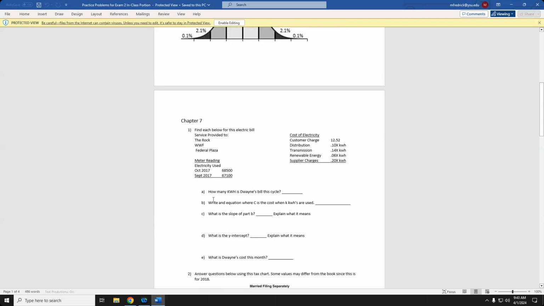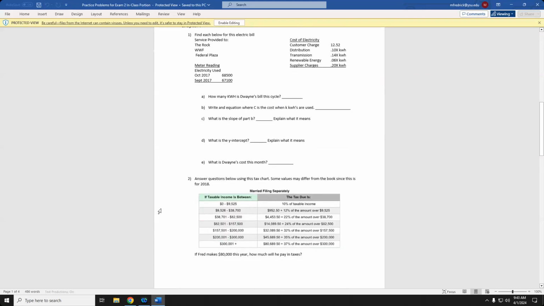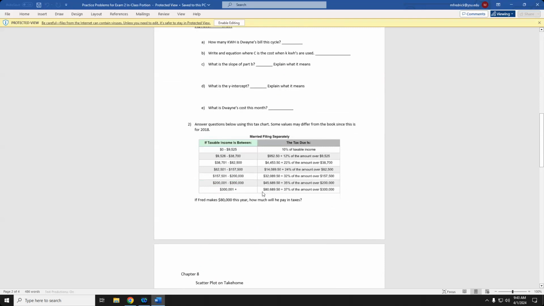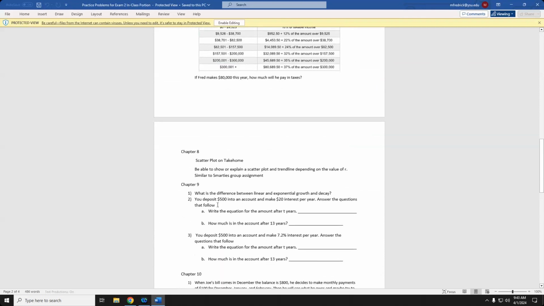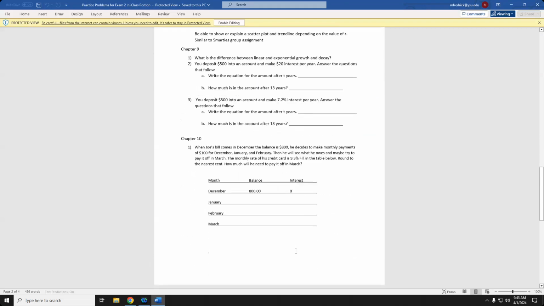I was thinking of taking some parts out. The tax table is definitely on there right now. A linear and an exponential problem are definitely there.